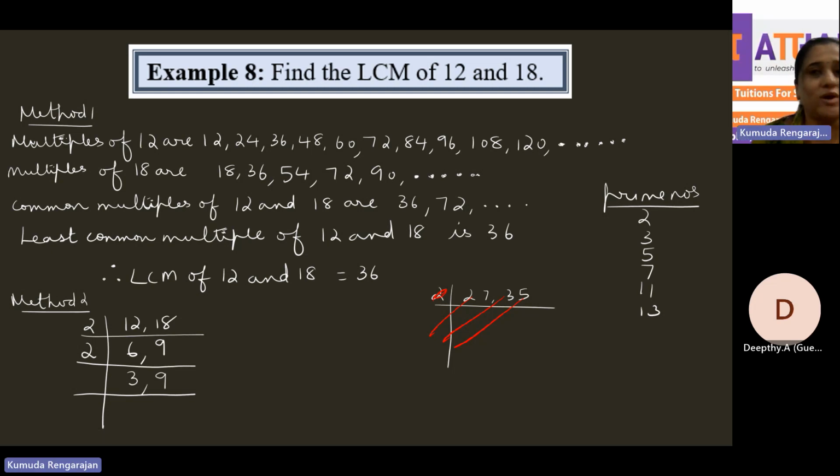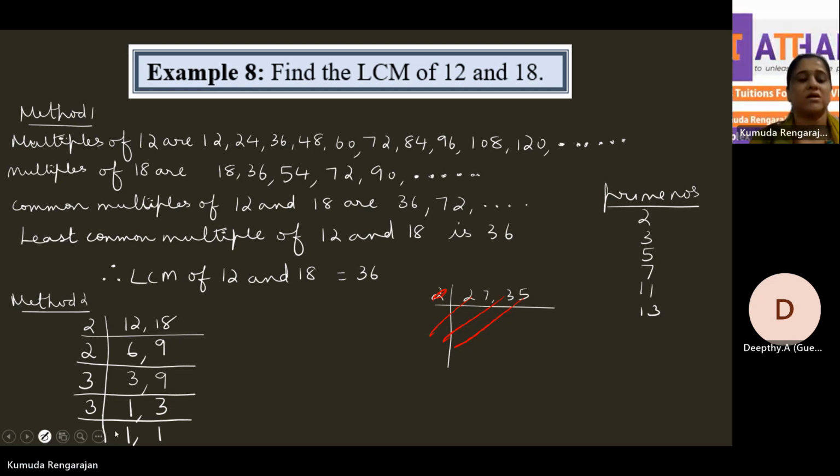Now you have to use 3. You cannot use 2 because both the numbers are not divisible by 2. So you have to go to the next prime number after 2, which is 3. 3 ones are 3 and 3 threes are 9. Now again you have to take another 3. Write this 1 as it is, and 3 ones are 3. Now multiply.